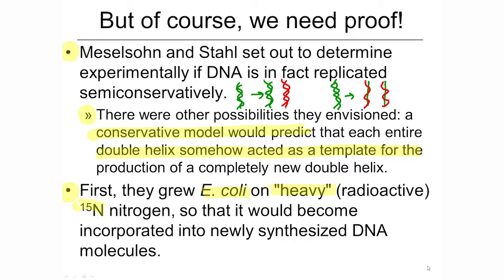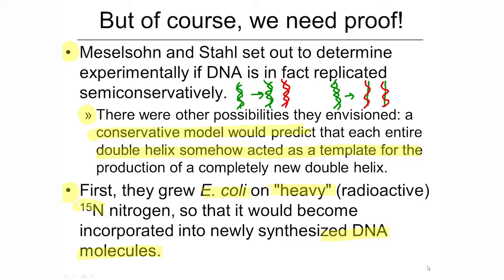So if you grow the bacteria on heavy nitrogen, it's going to incorporate that heavy nitrogen into all of the molecules that the bacterium produces that have nitrogen in them. That includes proteins, that includes DNA. Remember, we're not at the point now where we're trying to distinguish protein from DNA. The bottom line here is that they're going to isolate the DNA, and all the DNA after growing the bacteria on this media for a while is going to contain heavy nitrogen, okay?